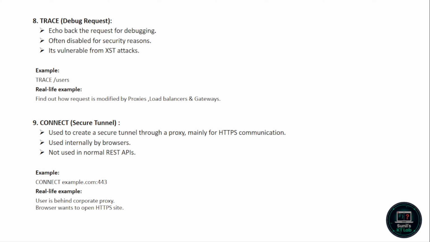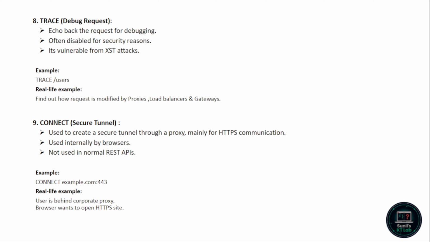Eighth is TRACE, which is also known as the debug request. These requests are allowed to perform echoing. Means if the client sends some request, the server should give back the same response. Whatever the client sends, the server will send the same. Hence it's called echoing back the request, and it's generally used for debugging purposes. It's usually disabled because this method is very vulnerable to XST attacks, which is cross-site tracing attack.